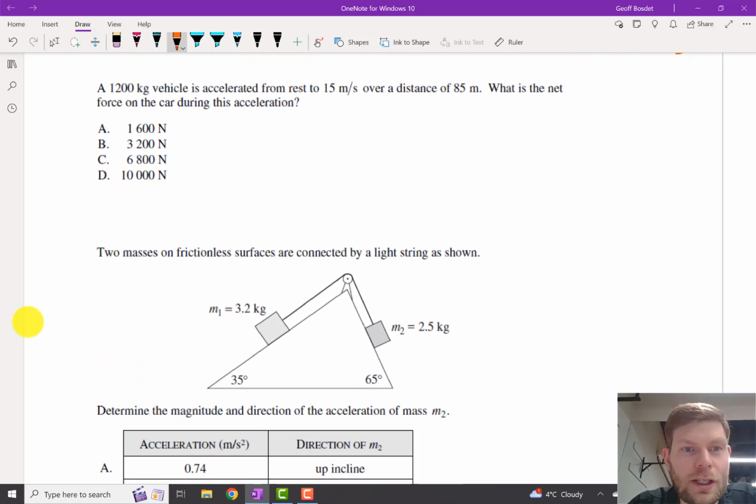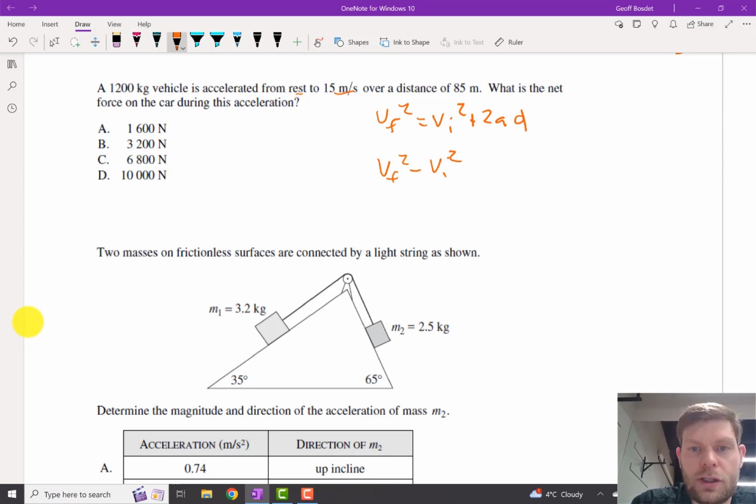A 1,200 kilogram vehicle is accelerated from rest to 15 meters per second. Already I see some kinematic stuff, so I know I'm going to be solving for acceleration. This one's nice and easy. Again, we're using VF squared equals VI squared plus 2AD to solve for acceleration. So VF squared minus VI squared all over 2 times d. All these are positive. They're all in the same direction, so I'm going to make forward positive.